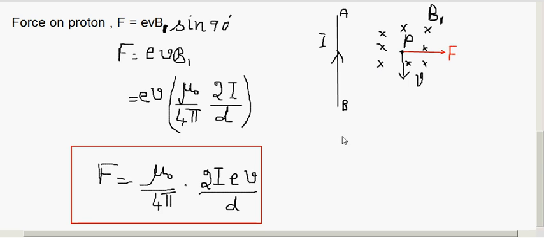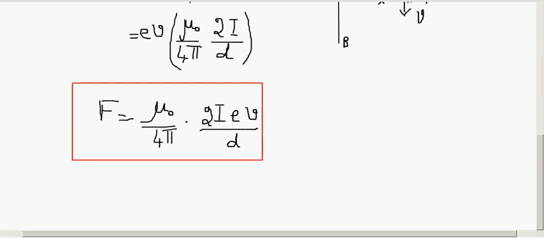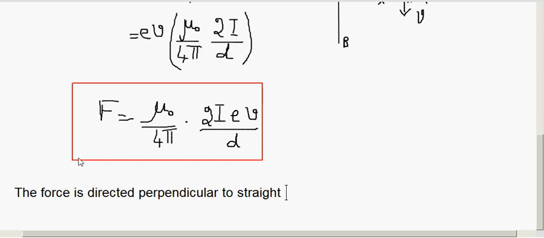If two currents are in the opposite direction, then there is a repelling force. So when we have two conductors carrying current in the same direction, the conductors attract each other. And if the currents are in the opposite direction, the conductors repel each other. So here there will be a repelling force, meaning the force will be away from conductor AB. The force is directed perpendicular to the straight conductor and away from it. This completes the problem. Hope you understood it.